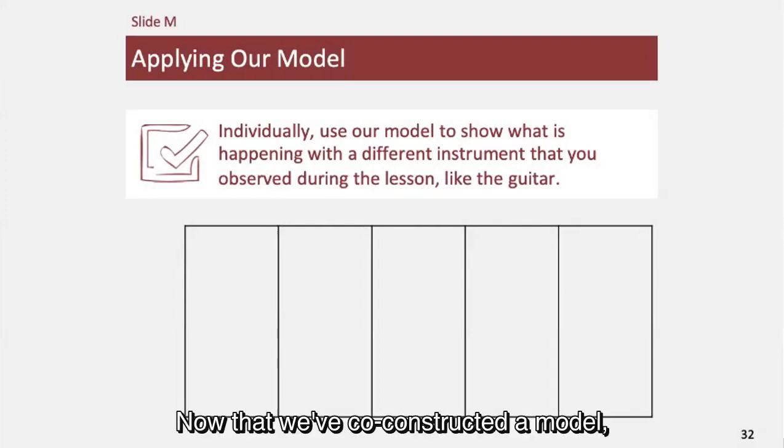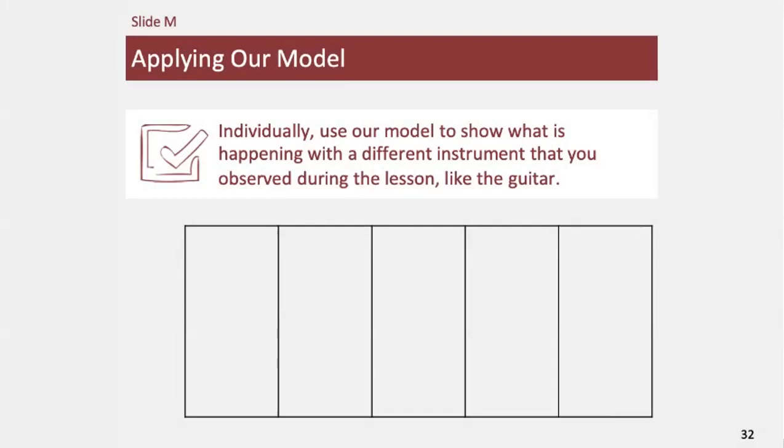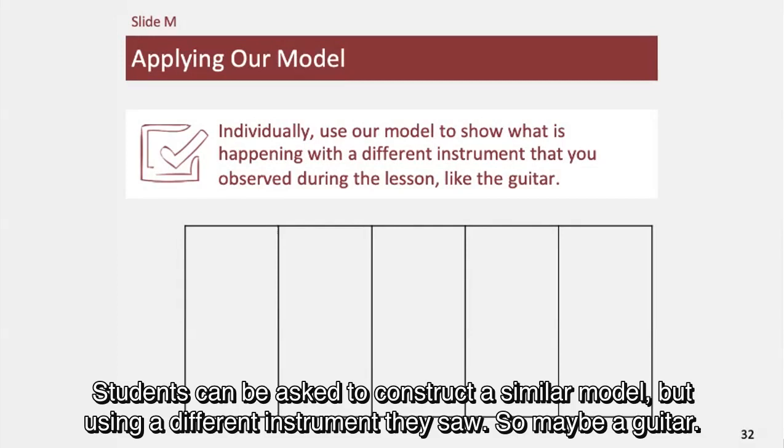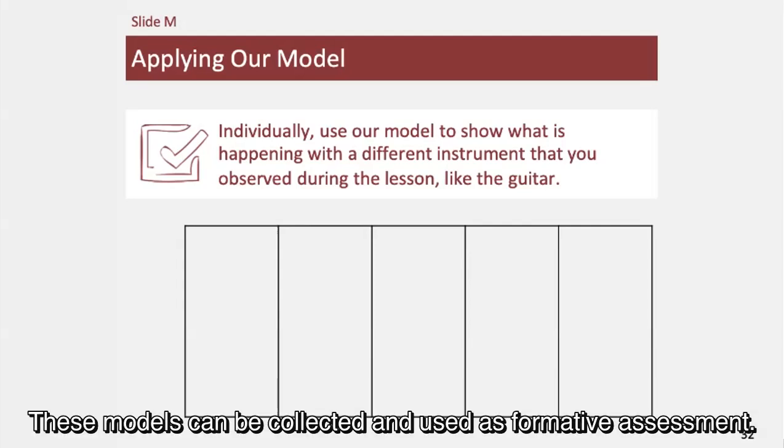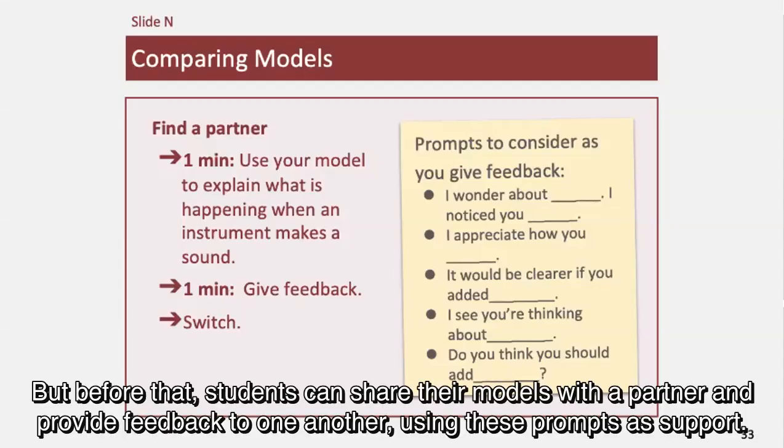Now that we've co-constructed the model, students can be asked to construct a similar model, but using a different instrument they saw, so maybe a guitar. These models can be collected and used as formative assessment. But before that, students can compare their models with a partner and provide feedback to one another using these prompts as support.